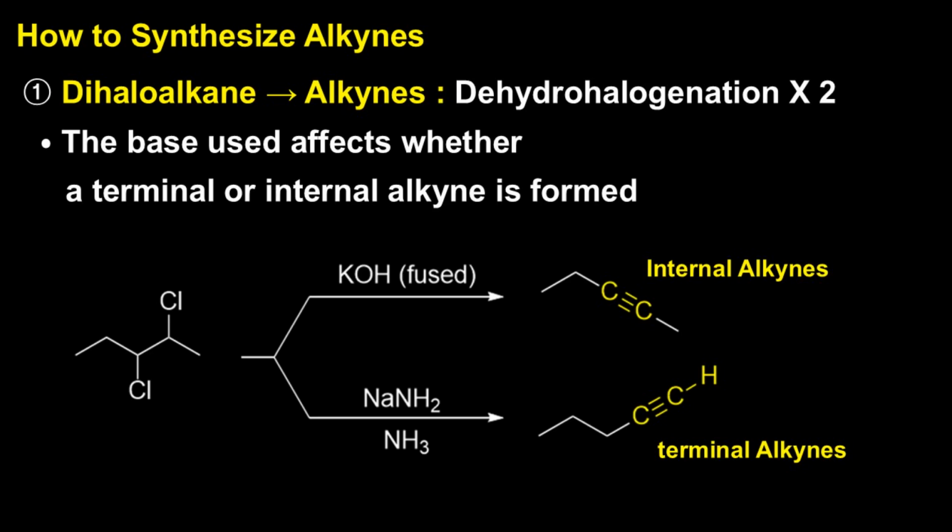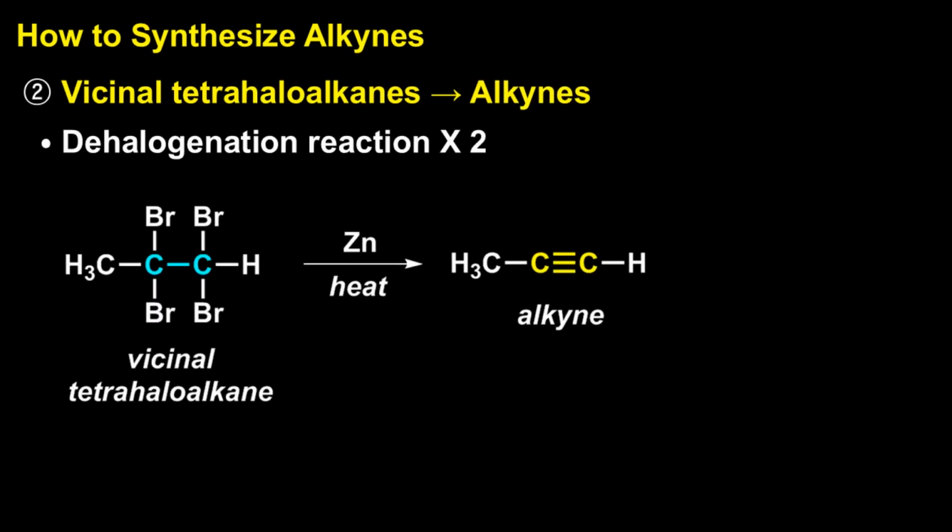But if you use a stronger base, like sodium amide, NaNH2, in liquid ammonia, that can go one step further. It's strong enough to pull off that last proton from the terminal carbon, letting the reaction go all the way to a terminal alkyne. So the bottom line is, if your goal is to make a terminal alkyne, you need a strong base like NaNH2 to get you there.